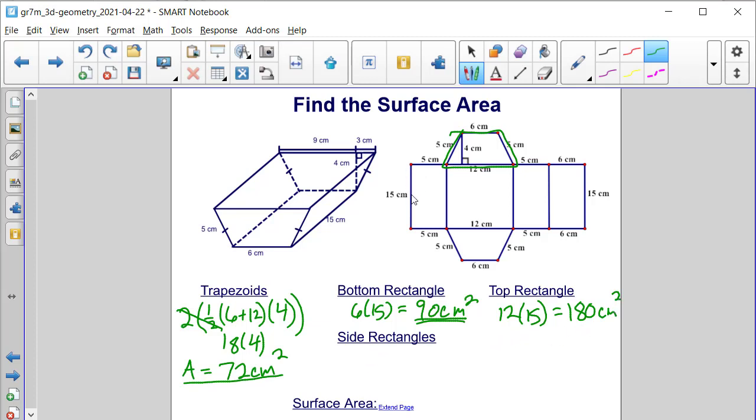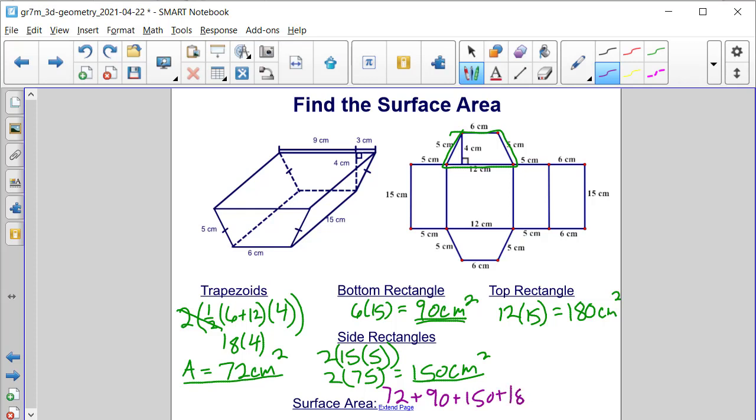And now let's look at the 2 side rectangles. So that's going to be 15 centimeters times 5, and there are 2 of these. So 15 times 5 is 75, and if we multiply that value by 2, we will get 150 square centimeters. And then the surface area would be calculated by adding all of these values up. So we will have 72 plus 90 plus 150 plus 180.